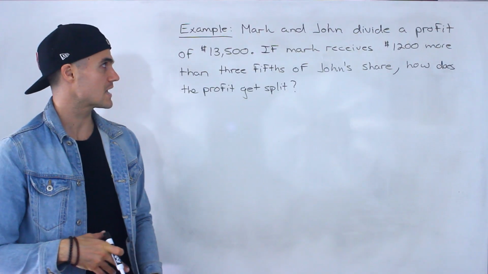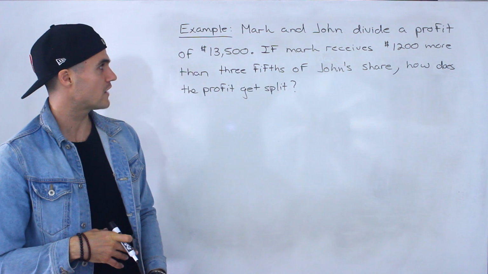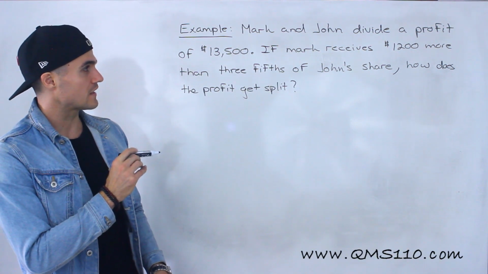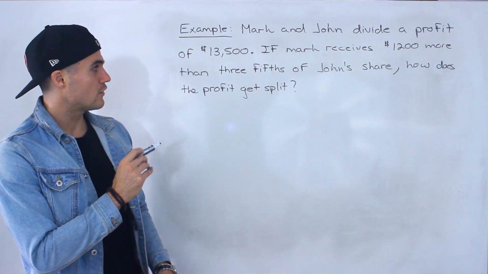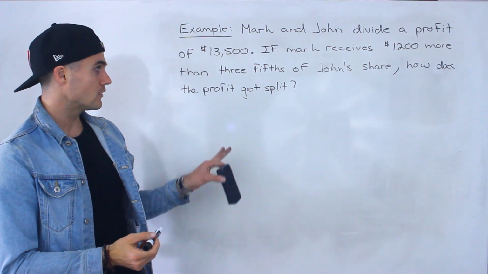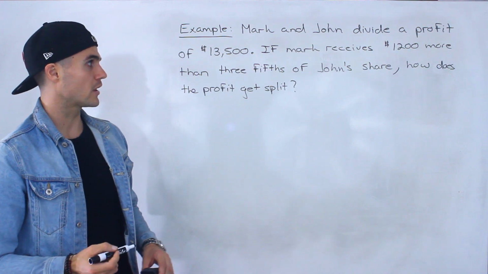And in this example, we're told that Mark and John divide a profit of $13,500. If Mark receives $1,200 more than 3/5 of John's share, how does the profit get split?